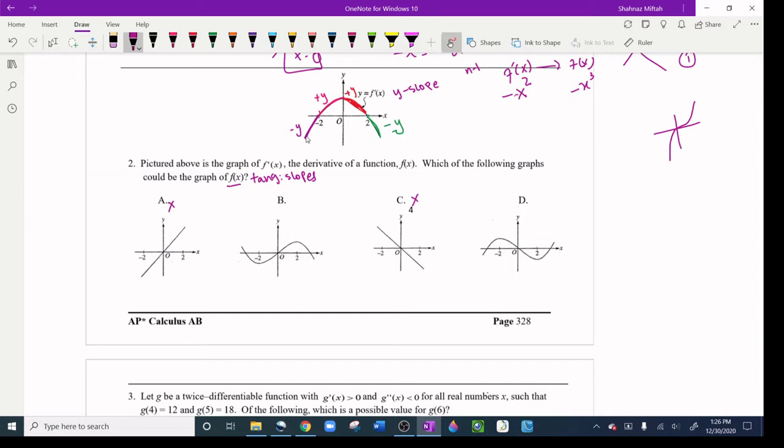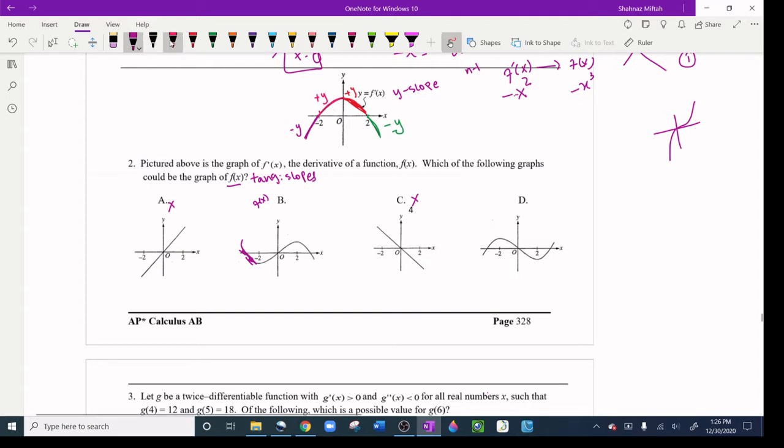So let's try. This is negative infinity to negative 2, it's negative y values. When I draw in, these are f of x functions, so I have to draw tangent lines. So I draw a tangent here, draw a tangent here. These are all negative tangent lines, and this is negative y value, so this one matches.